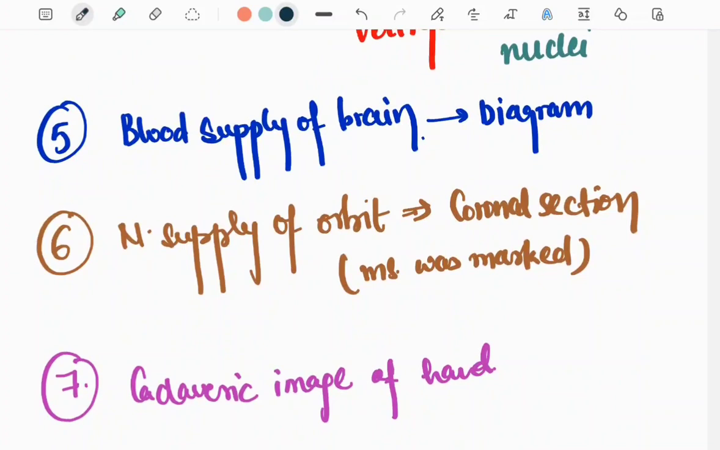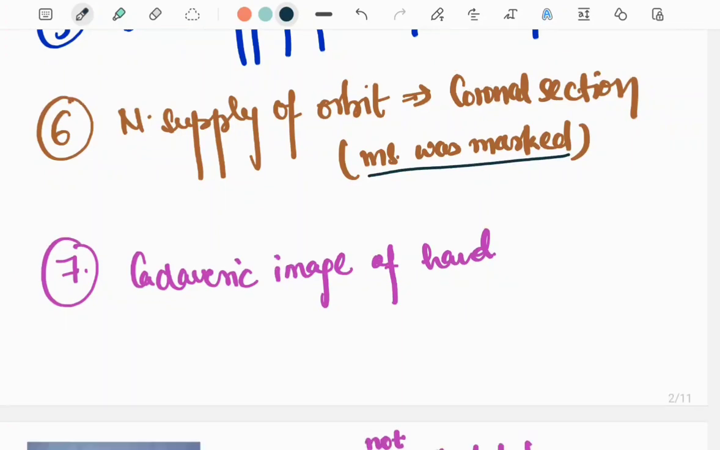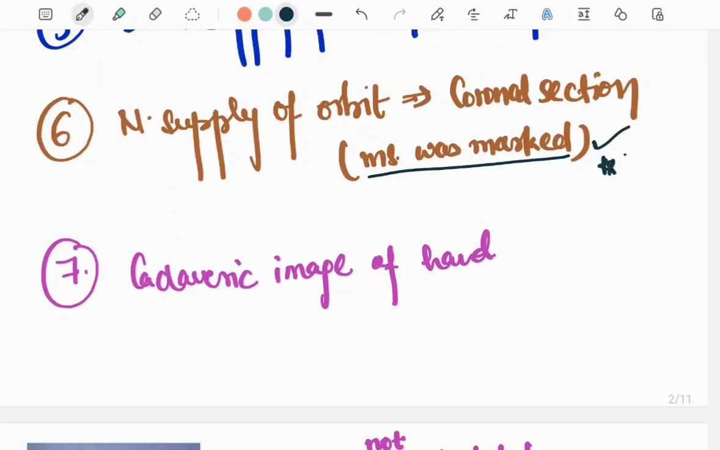Next, blood supply of brain. This is asked frequently, like 2 to 3 times. It has been asked in different forms. So learn the diagram and practice it. Next, nerve supply of orbit. A coronal section was given and a muscle was marked, and they'll ask you what is the nerve supply of that particular muscle, and it has been repeated very frequently.